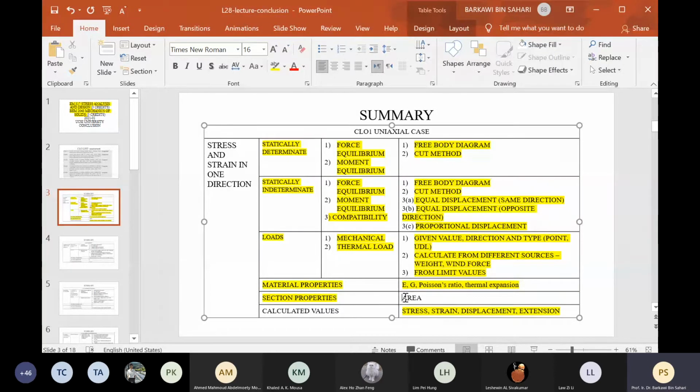You may have to know and calculate that. And another one is of course the length. And the calculated values, you should be familiar to calculate stress, strain from its definition, displacement, and extension. So these are what is in the CLO1 uniaxial.